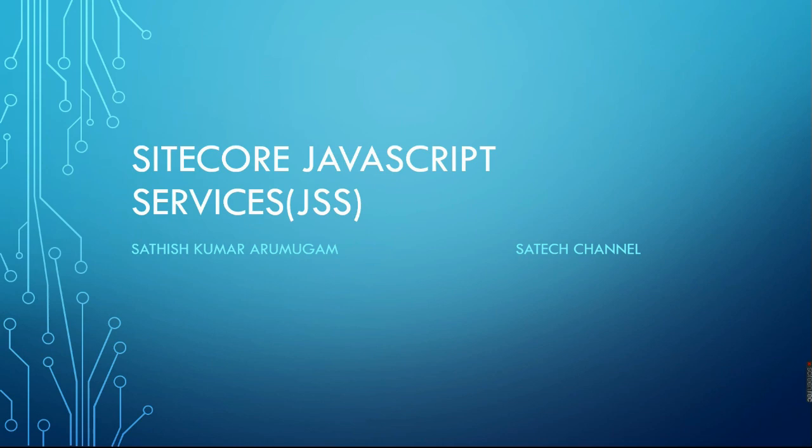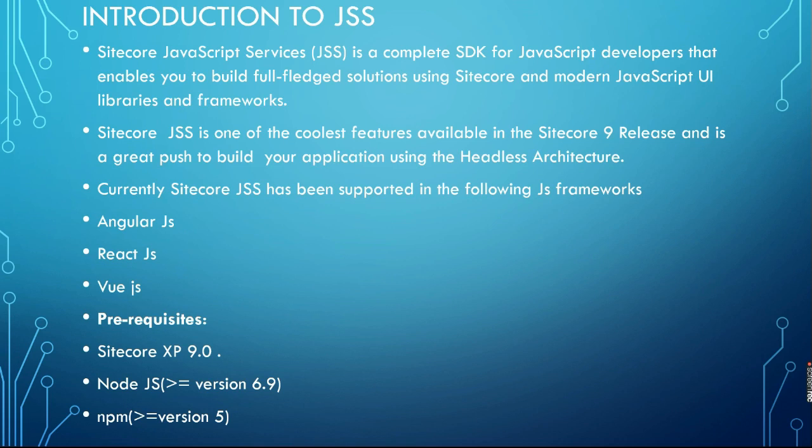Today we are going to discuss Sitecore JavaScript Services. Sitecore JavaScript Services, JSS, is an SDK kit. It enables us to build a Sitecore application using a JavaScript framework. It was released as a part of Sitecore 9. So it is formally called headless architecture.